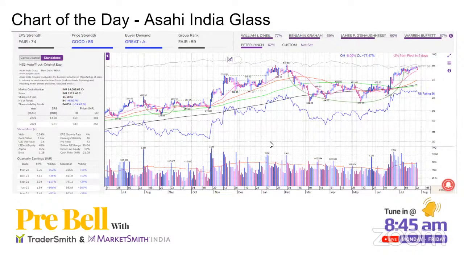Overall, the stock is forming a stage one cup with handle base with good accumulation on the right hand side of the cup, with a growing number of funds as well. Overall, the ratings remain good. The price strength is good at 86, buy demand at A minus, and the stock is minus 2% from the pivot. So let's see how the stock behaves around the results and around the pivot as well, and whether it's able to give a breakout this week, and how the stock trends after the results are released.